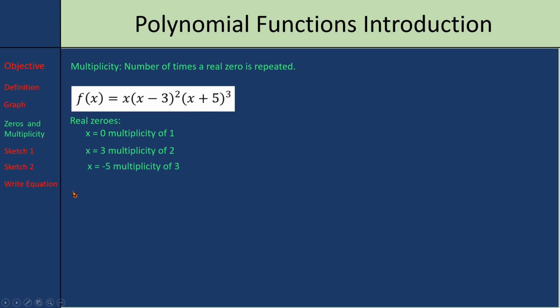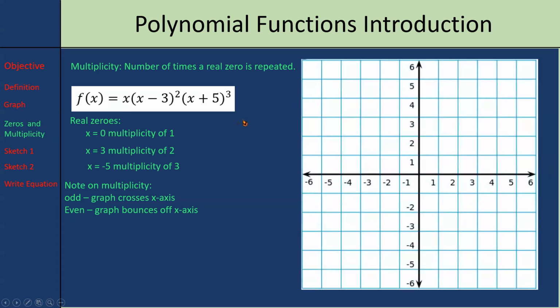And these are some really important notes on multiplicity, so write this down. If the multiplicity is odd, the graph crosses the x-axis. And if it's even, then the graph bounces off the x-axis. So for example, this x here is 0, multiplicity of 1. So let's just put this on the graph.